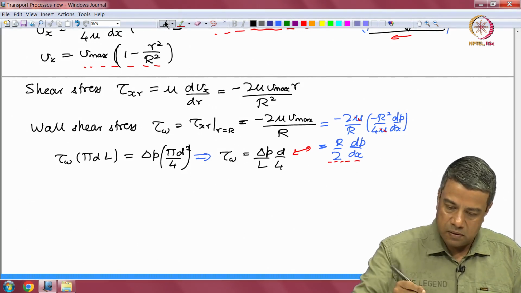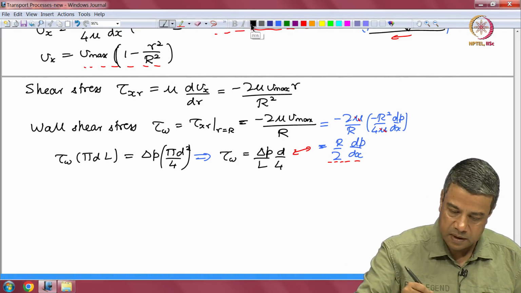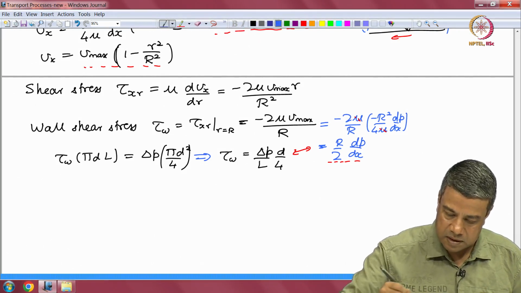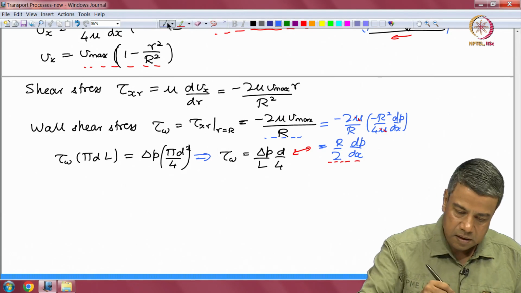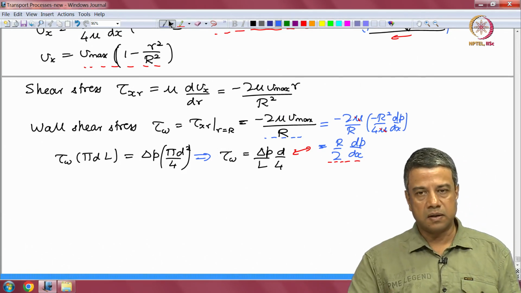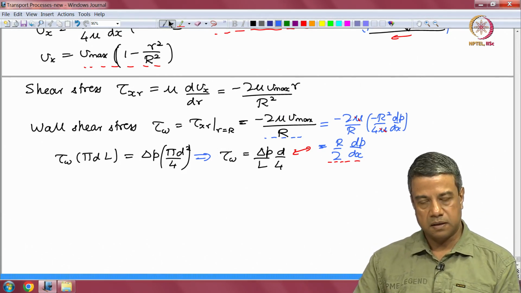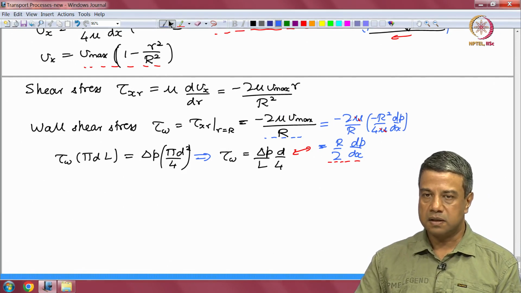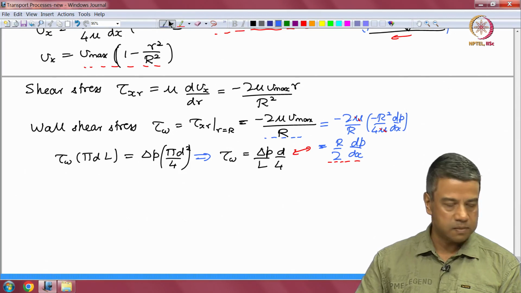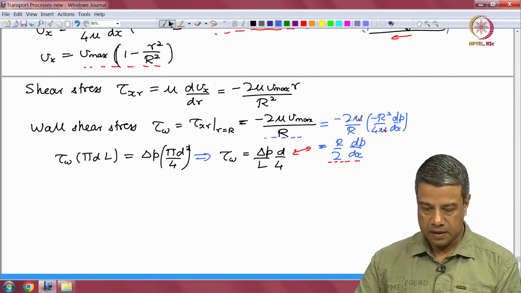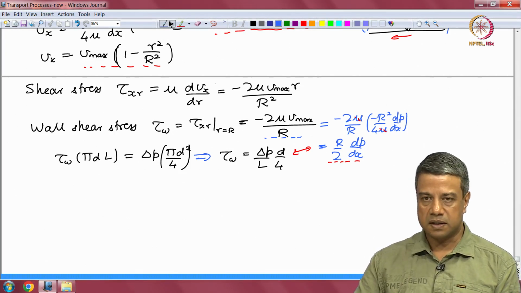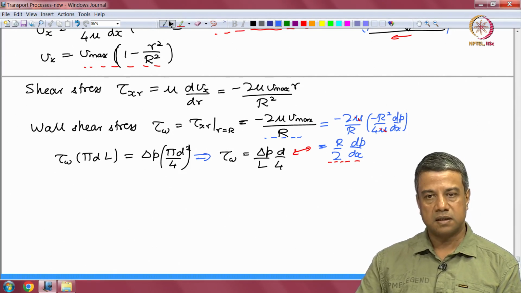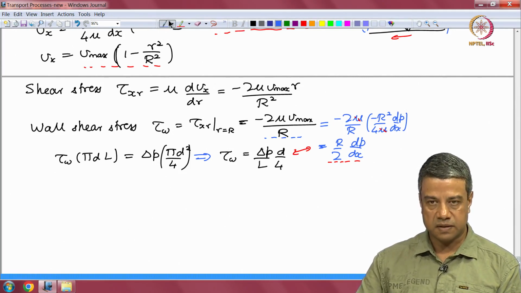So, we have got the wall shear stress here. Now, we have to calculate the correlation for the friction factor. The friction factor correlation, recall, contains the average velocity, not the maximum velocity. Recall that it contains the average velocity, that is the cross sectional average velocity.